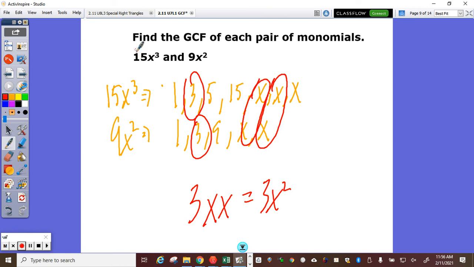Now, here's the easy way to do this. Find the greatest common factor between the numbers themselves, 15 and 9, which is 3. And if it is the same variable, pick the one with the lowest exponent. That will be your variable common factor. Okay? So let's look here.